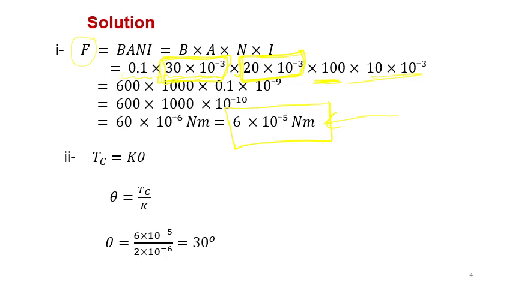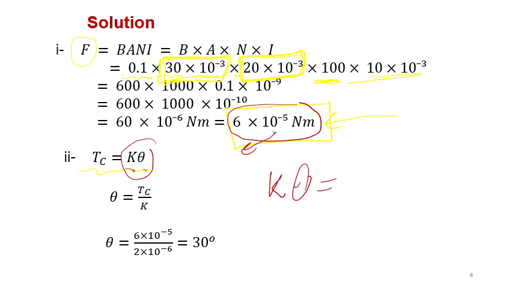That's why I am going to consider this equation now. Deflection or control torque is equal to K into theta. That means K into theta equals this value. Let me write it: K into theta equals 6 into 10 to the power minus 5. When I reach this position, the pointer will stop.